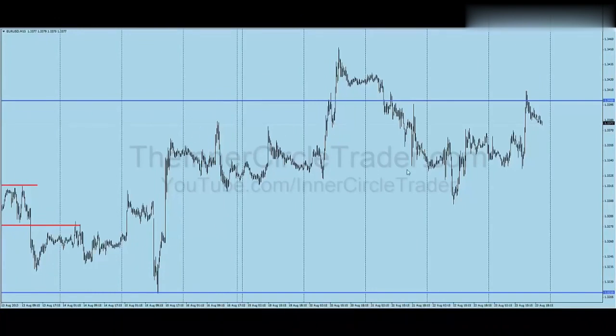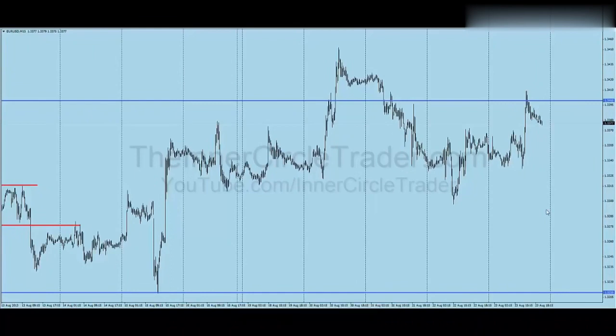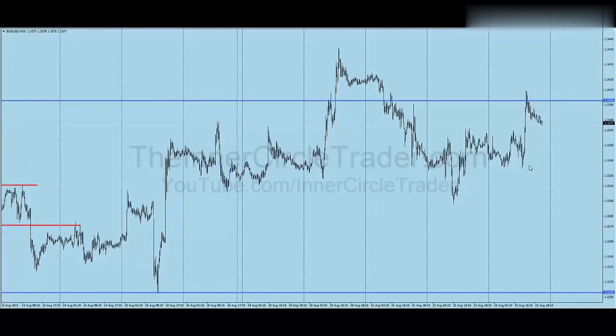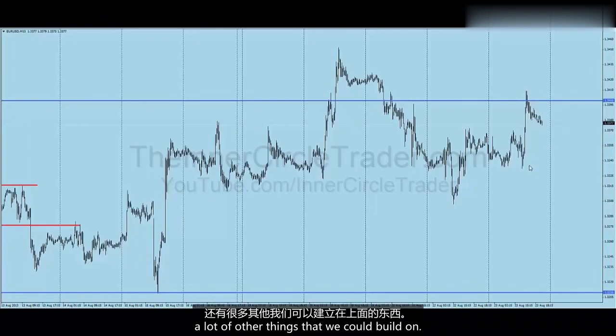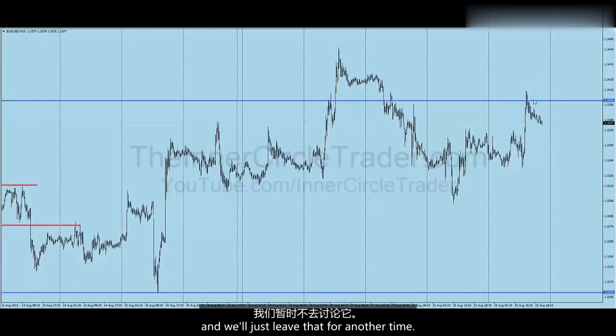Now we're on the other side of the business model. So are we going to continue to move lower? Very well could. Why? Because we went up to that 134 and failed. There's a lot of other things that we could build on. Again, I'm not trying to give you a trade, but there's certainly a lot to suggest that this could potentially become a nice turning point. If you look at the high here down to this low, it's a very significant retracement point, and we'll just leave that for another time.